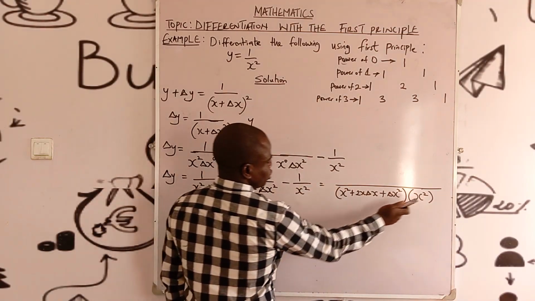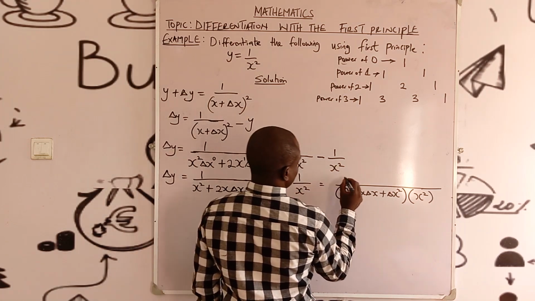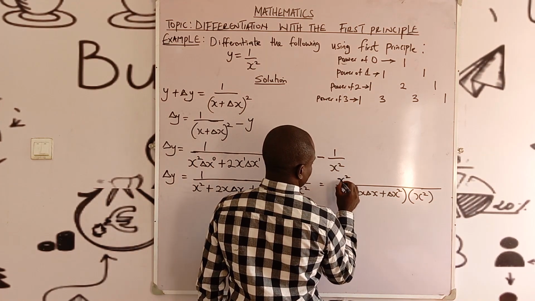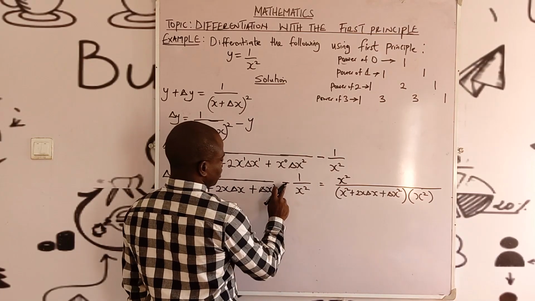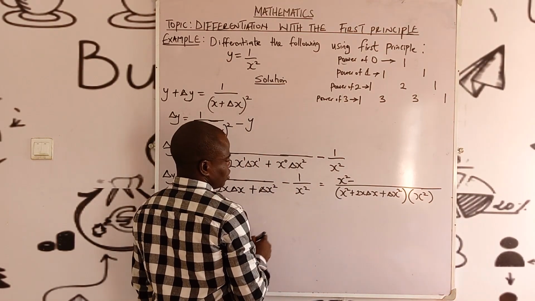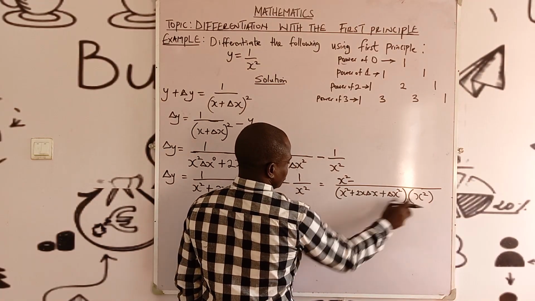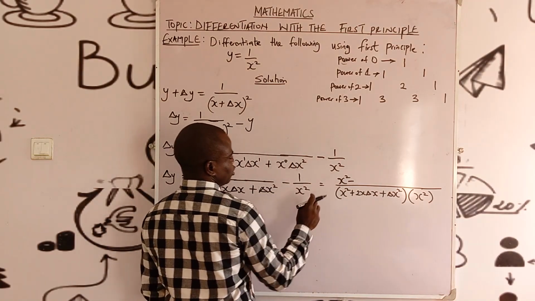All this goes in this. You write this x squared times 1, that is x squared. Now put this negative minus. This goes in this to cancel this one out. We use this one to multiply the numerator.